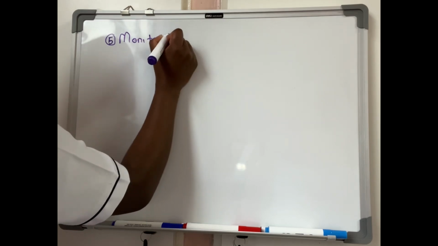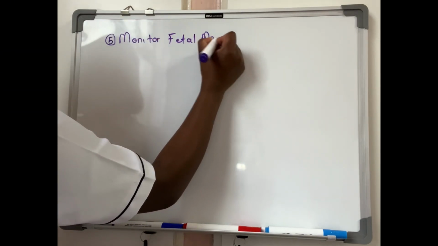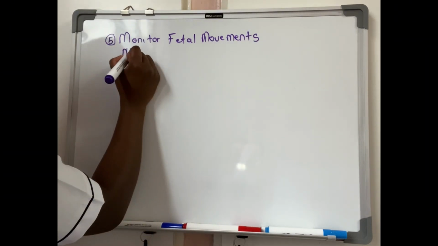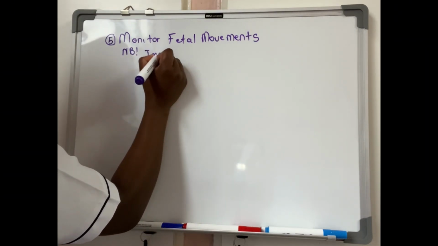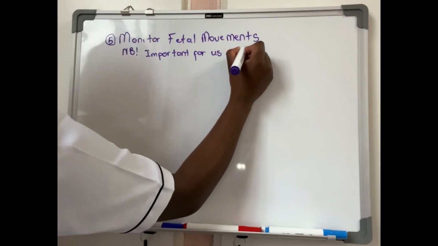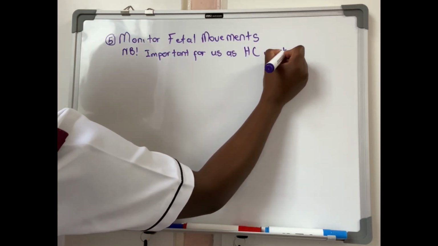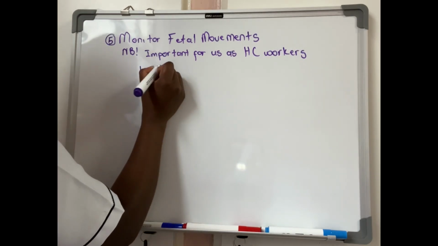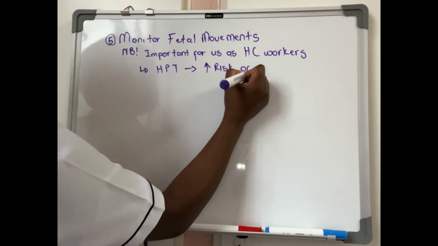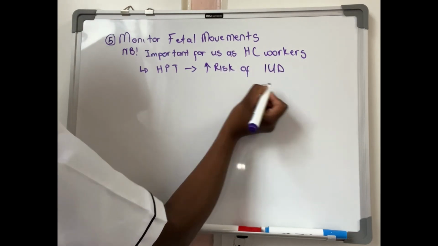And then fourthly, we will advise the woman to monitor her blood pressure at home, show her what the normal ranges for her are, and advise her that if there are any abnormalities in her blood pressure, she needs to go to her antenatal clinic as soon as possible. Okay, number 5. We advise the woman to monitor the fetal movements.